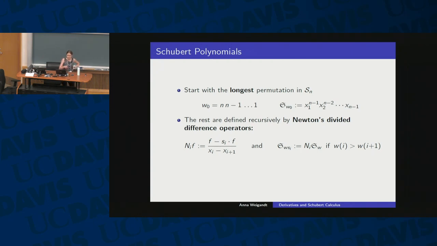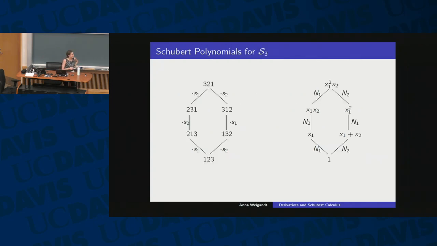Okay, so just to have some things to look at, this is what's going on for S3. Over here, I've drawn a picture of the weak order on the symmetric group. So these are saying, okay, I multiply by s2 on the right to go down, and that swaps that second and third position. So that's how that works. And then the corresponding Schubert polynomials on the right, we start with this top thing, we work our way down.